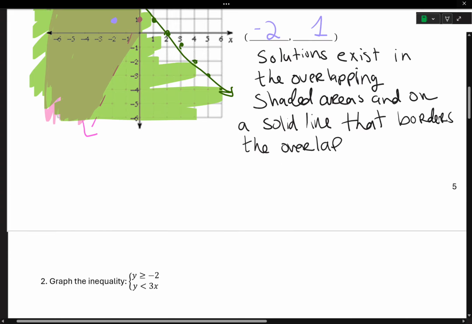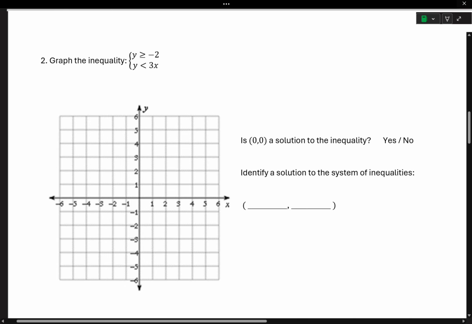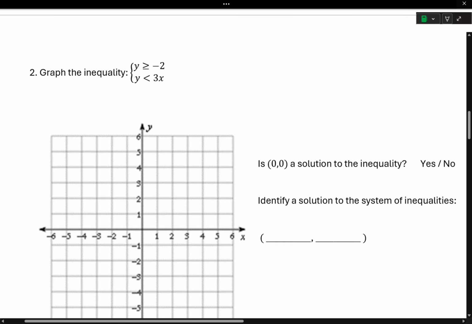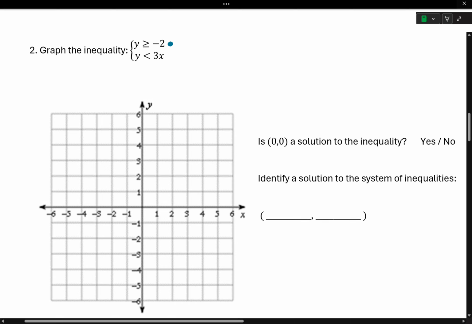Okay? Let's take a look at number 2. Let's graph this inequality. First we have y is greater than or equal to negative 2. This time I'm going to do blue and purple. Maybe I'll make a nicer color combination. There is no slope. Slope is 0 here. It's a flat line. So we're going to put a point on negative 2 and draw a line going horizontally from left to right. This is going to be a solid line because y is greater than or equal to.